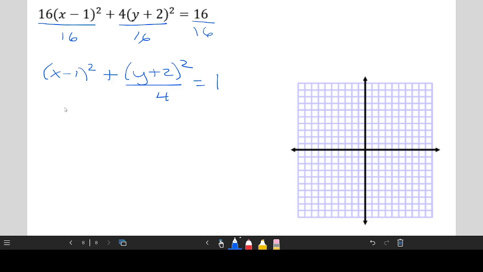So when it comes to identifying the values of a and b, we're looking for those denominators. So you can think of this as being over 1. And now we can see that the y part has the larger denominator. So this ellipse is going to be longer in the vertical direction than the horizontal direction. So a squared is 4, and so a is 2. And then b squared is 1, so b is 1.